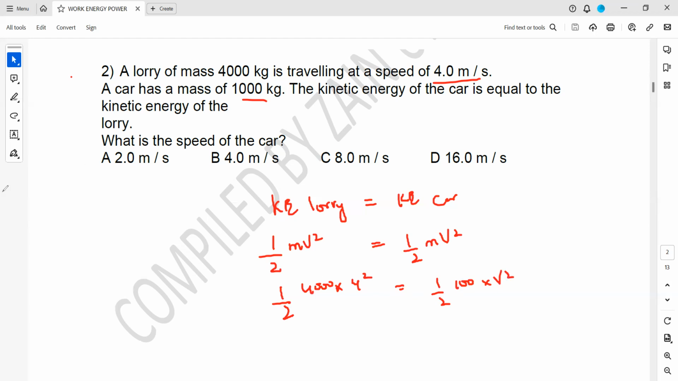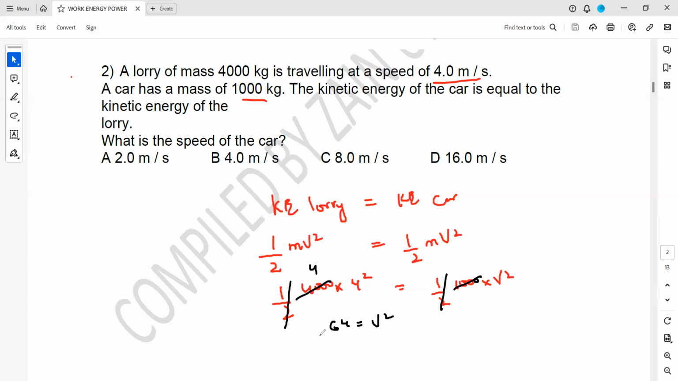Now we simplify. It's like a mathematical equation. Your subject is V, and V square is there, you need V. So this half will cancel with half. Here the mass is 1,000, so this 1,000 will cancel with 4,000. So I'm left with 4. 4 square is 16, and 16 multiplied by 4 is 64. So V square is equal to 64.